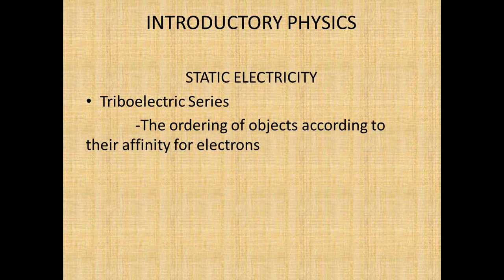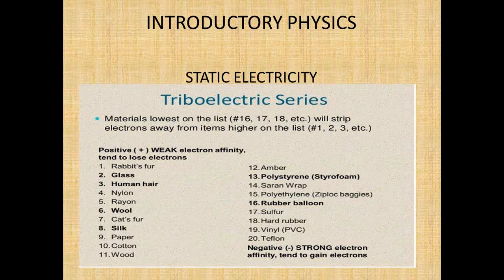There's something we call the triboelectric series, and this is just the ordering of objects according to their affinity for electrons. That is, if you put objects in order of their love for electrons, the ones who love the electrons the most are going to be on top, and the ones who love the electrons least are going to be on the bottom. If it loves the electron more, it's going to tend to pull electrons towards it. So when we talk about the triboelectric series, that's the ordering of objects according to their affinity for electrons. And this is what a series looks like.